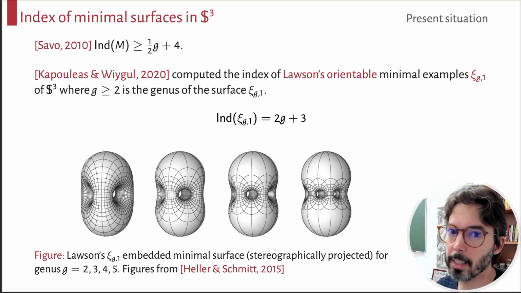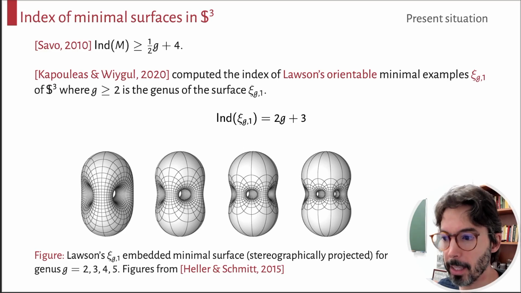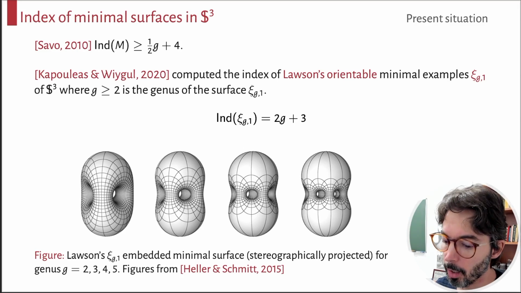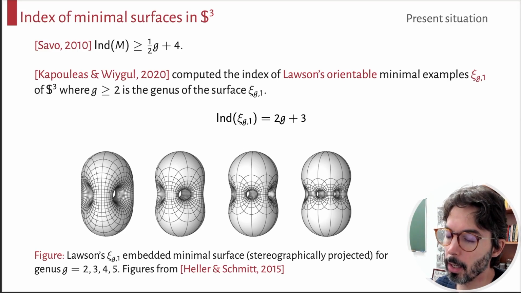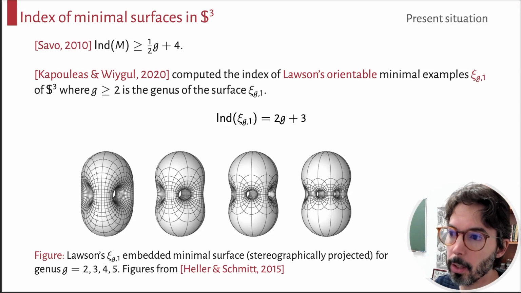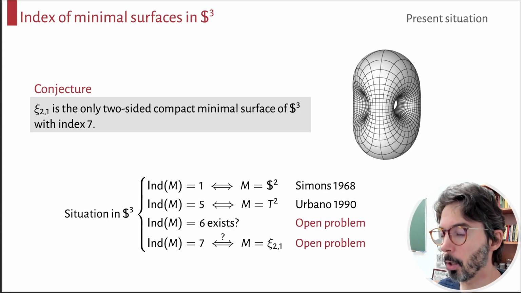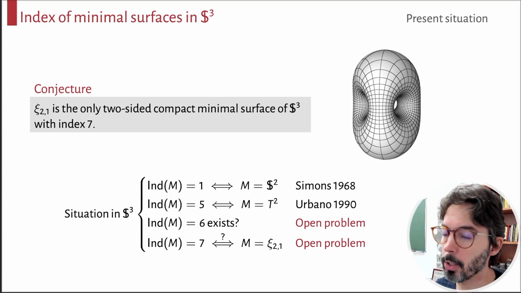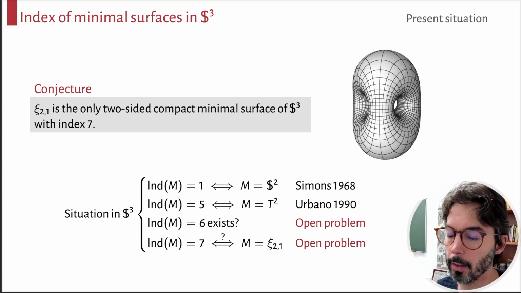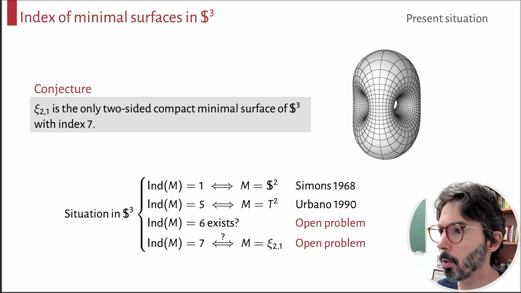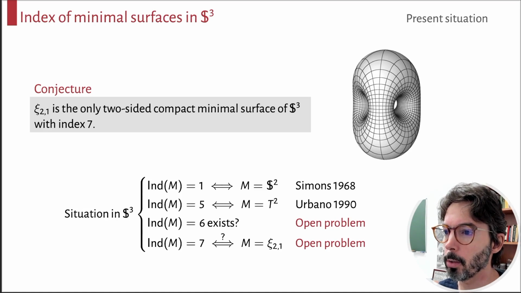Okay, so these examples are actually highly symmetric, and it is reasonable to think that their index must be one of the lowest among the surfaces apart from the sphere and the Clifford torus. So there is this conjecture that the first of the examples, the lowest genus, the genus 2 example, is the only two-sided compact minimal surface of the 3 sphere with index 7.